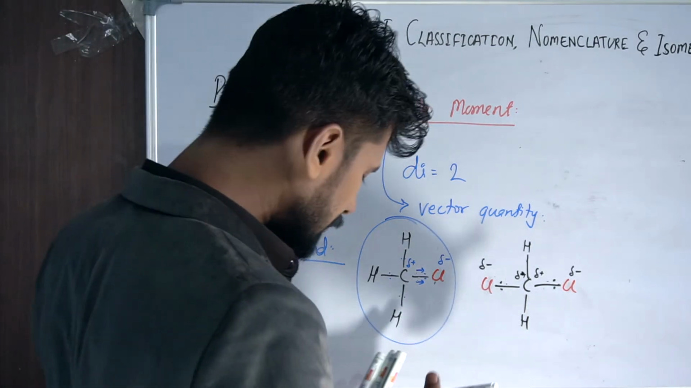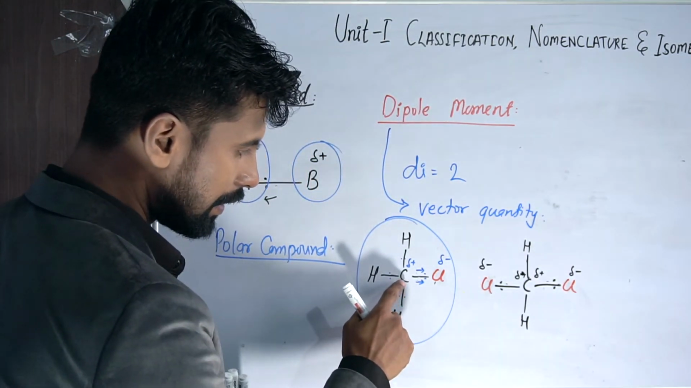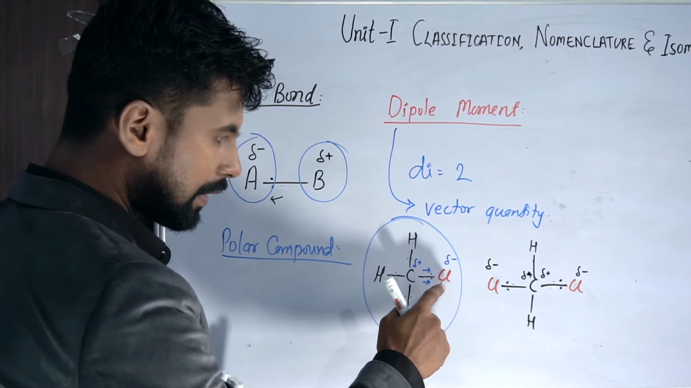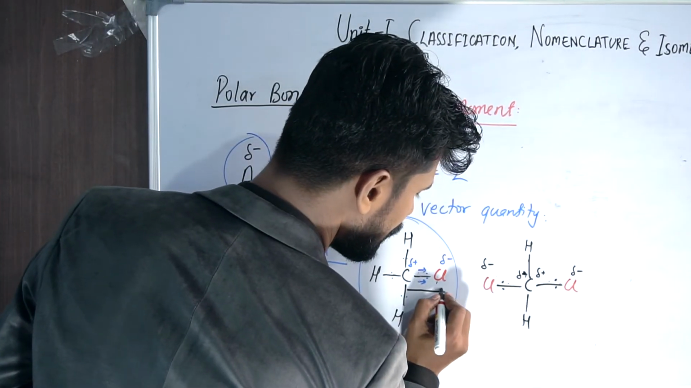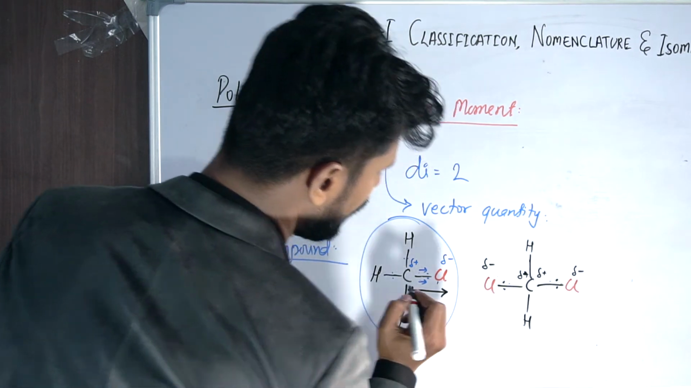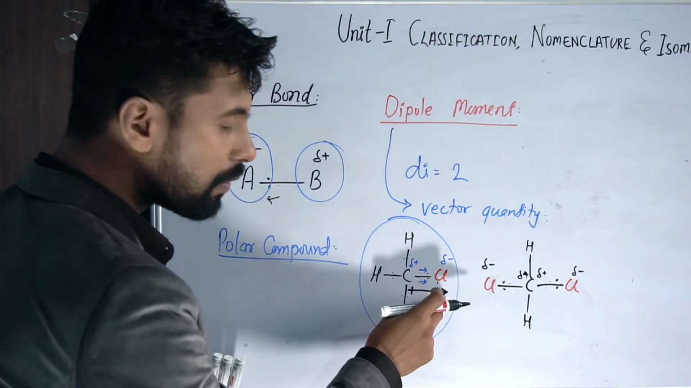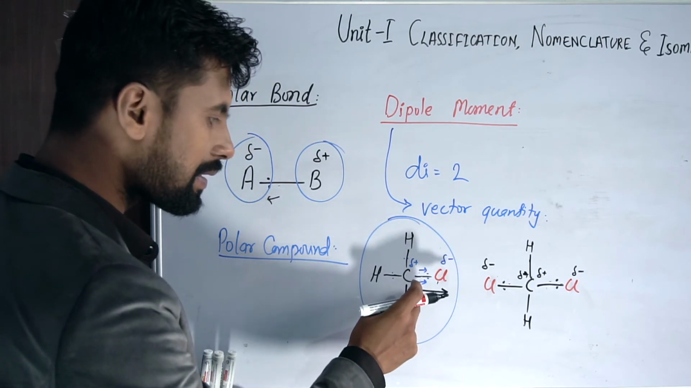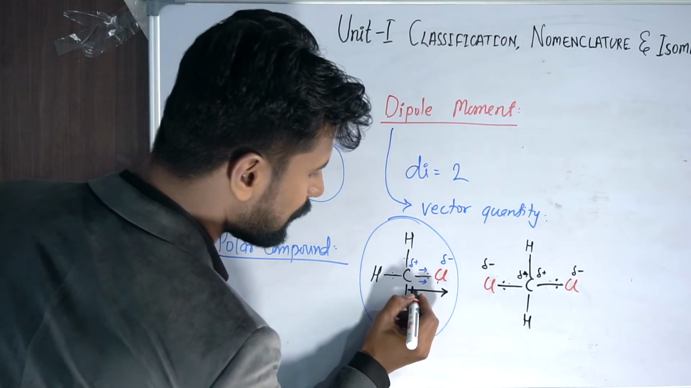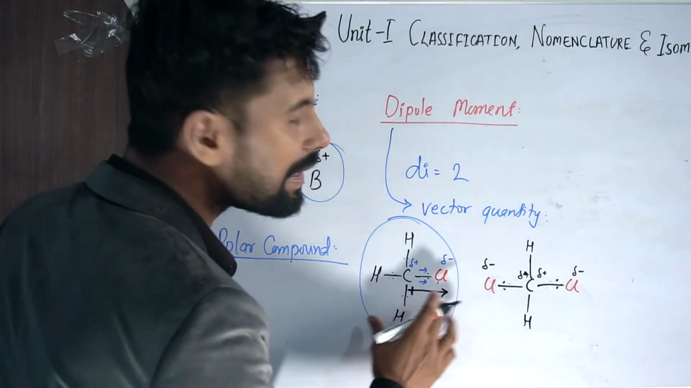If you consider the first diagram, carbon chlorine, the dipole moment is in this direction. This is the way to denote dipole moment: you have to draw an arrow, and the arrow should point towards the negative side, with the tail on the positive side. So here there is a net dipole.